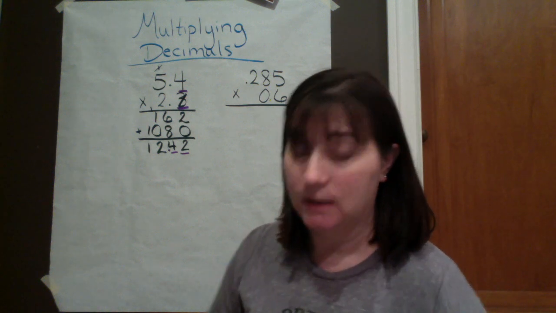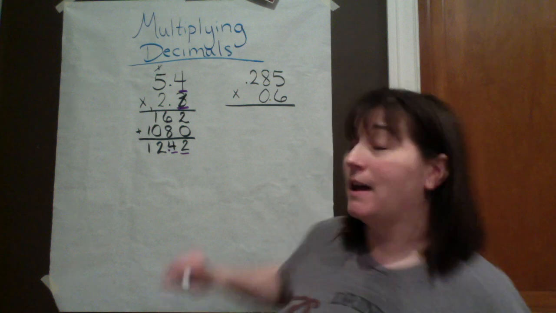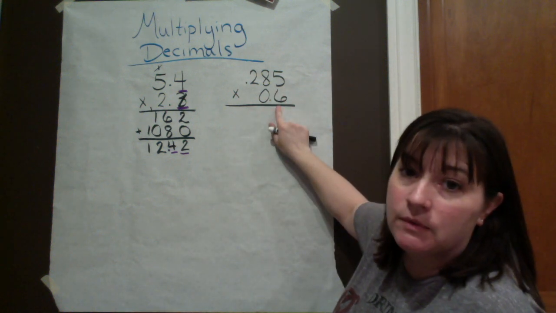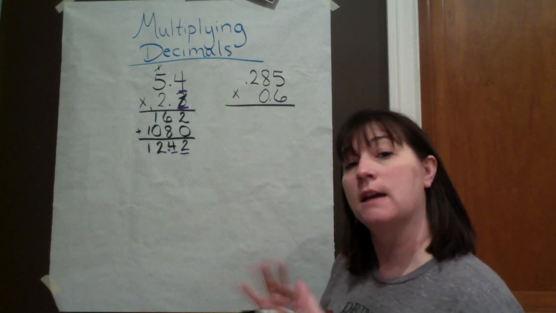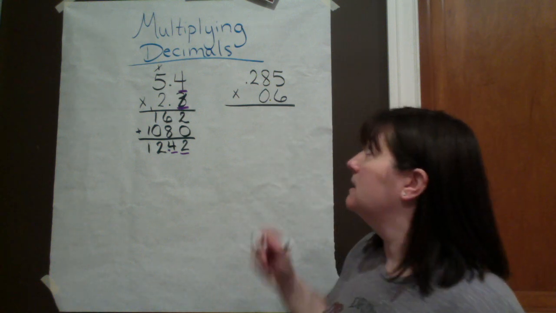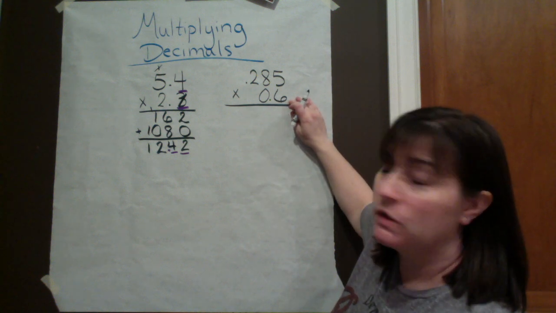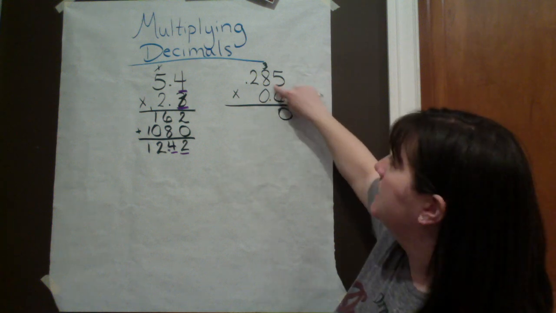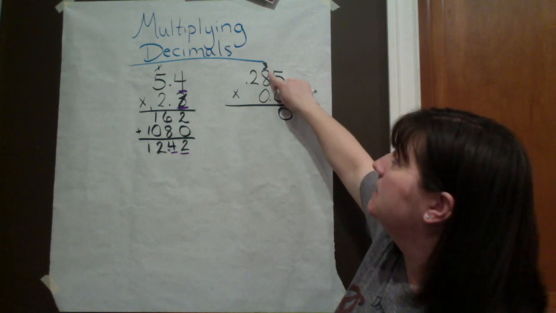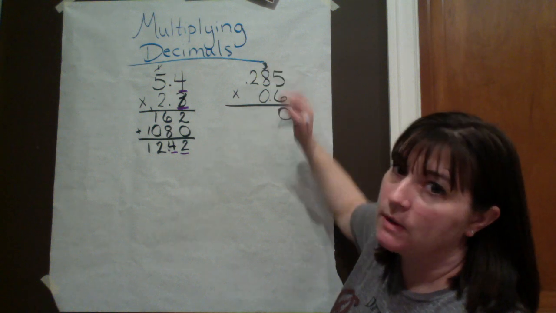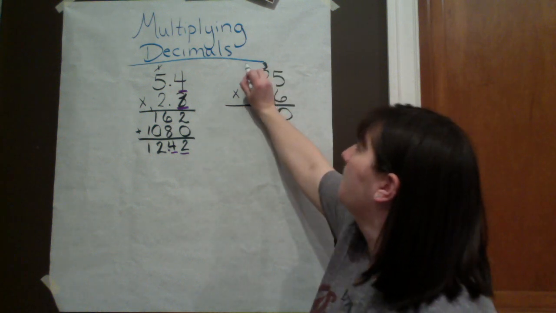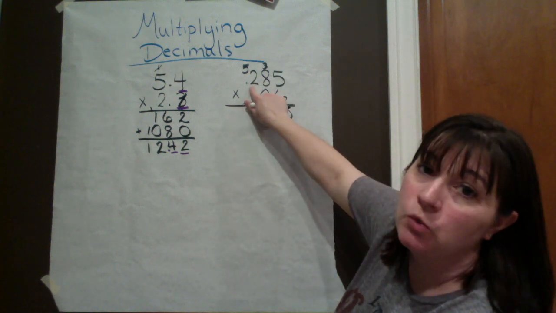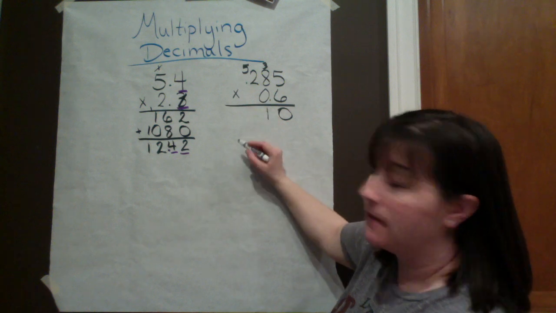Okay, so let's try this next problem. I have 285 thousandths times 6 tenths. So I'm going to pretend that there's not a decimal here at all. Okay, so I'm going to take 6 times 5, which is 30. Carry my 3. 6 times 8 is 48. 48 plus 3 more is 51. Carry my 5. 6 times 2 is 12, and 12 plus 5 is 17.